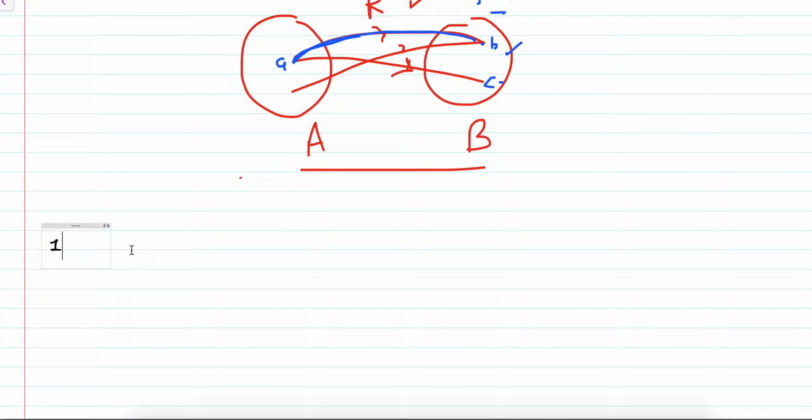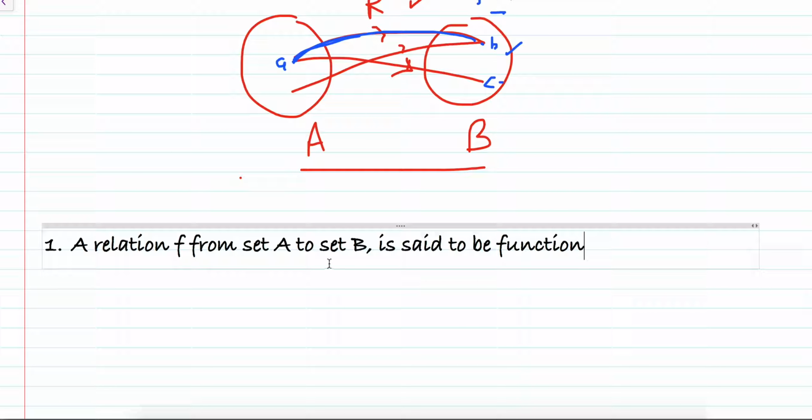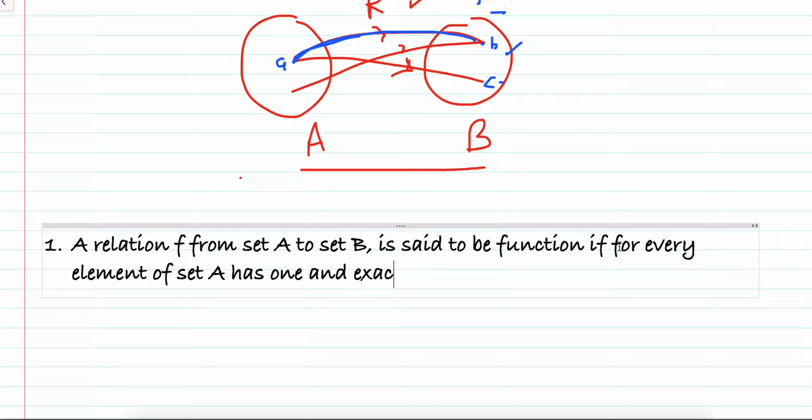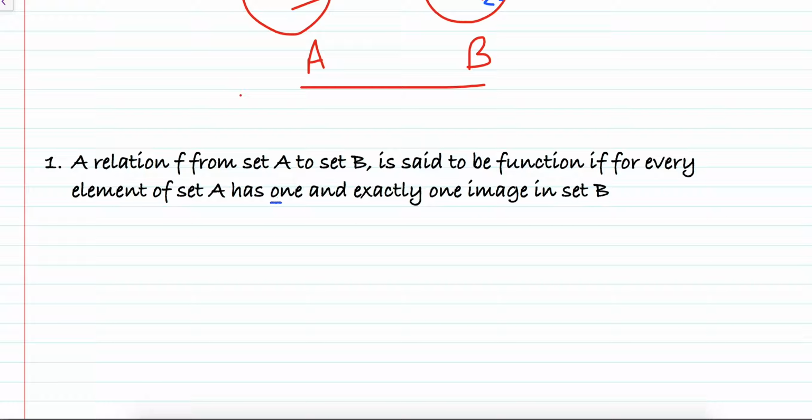So we can write that our first condition was that a relation f from set A to set B is said to be a function if every element of set A has one and exactly one image in set B. So one and exactly one.